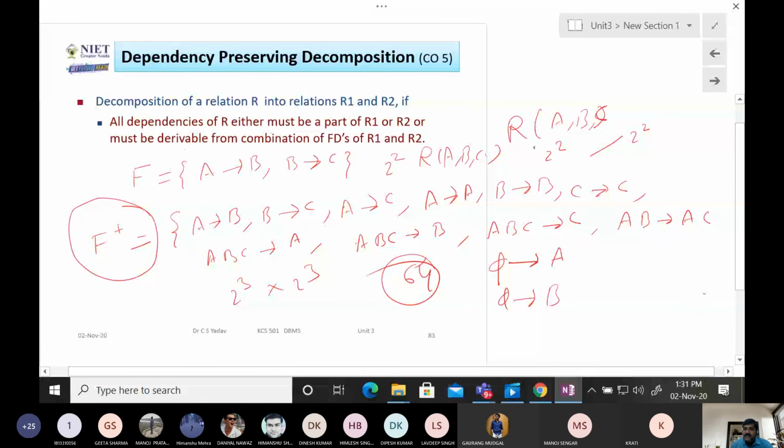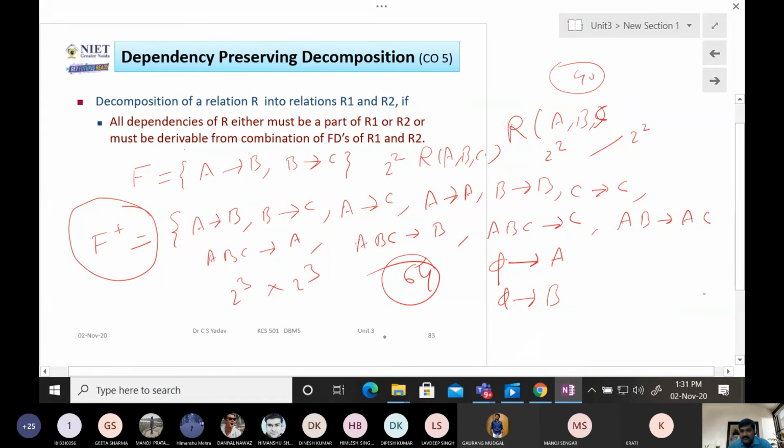So see here, for only three attributes, finding the closure of this FD set is very difficult, and if there are 40 or 50 attributes, then you can easily imagine how much time it will take. Did you get it?